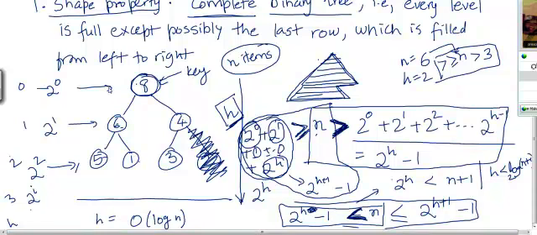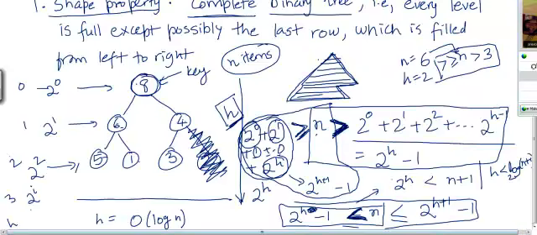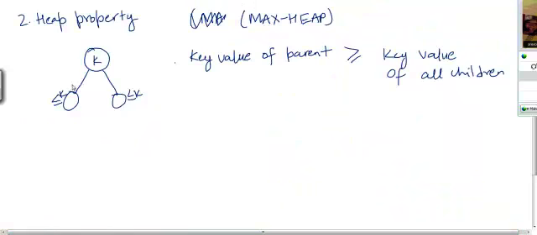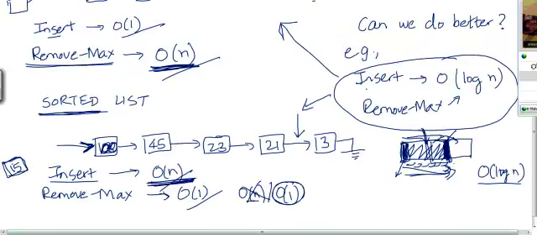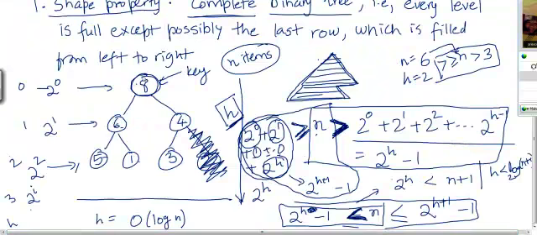So that's why it's called a max heap. Here's a consequence of having this heap property. Where is the maximum item, where is the maximum key going to be present in a heap? If you look at this tree here, it is actually a heap.